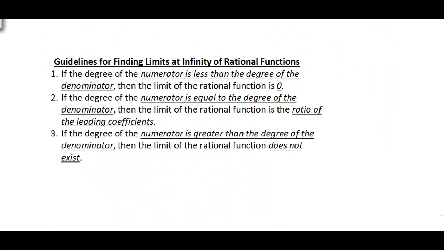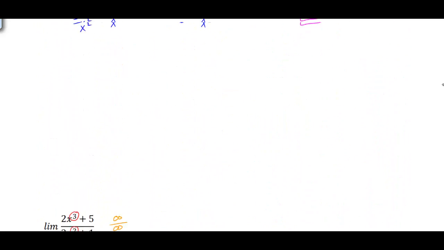And you can notice here are the guidelines. If the degree of the numerator is less than the degree of the denominator, then the limit of the rational function is 0. And second, if the degree of the numerator is equal to the degree of the denominator, then the limit of your function is the ratio of the leading coefficients. And if the degree of the numerator is greater than the degree of the denominator, the limit does not exist. And that is what is indicated with these 3 examples.